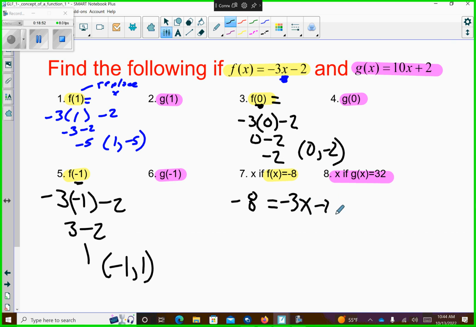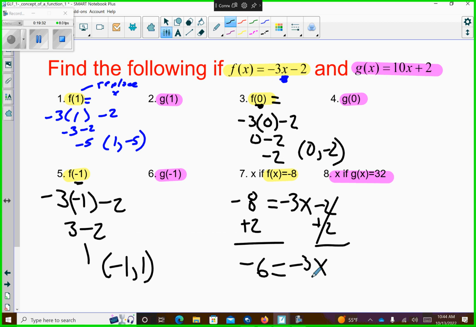How do I get x by itself if I have -6 is equal to -3x? Divide by -3. Thank you. You said -3 originally. I'm sorry, I just didn't hear the negative. What's negative over negative? Positive. What's 6 over 3? +2. So I get x equals 2. So this will yield me the point 2 comma -8. Done.